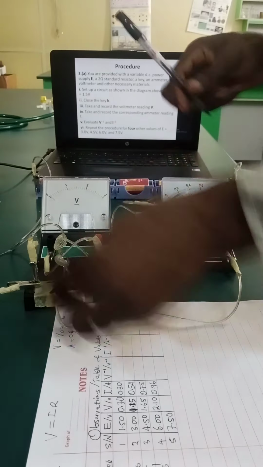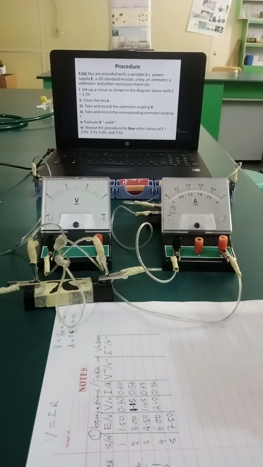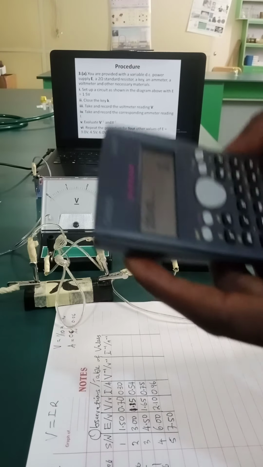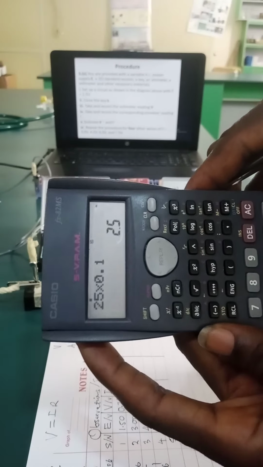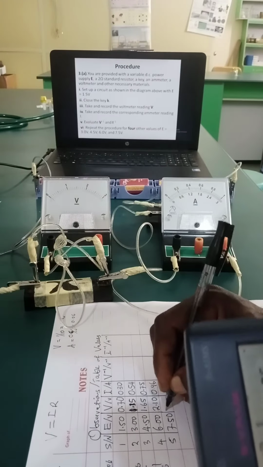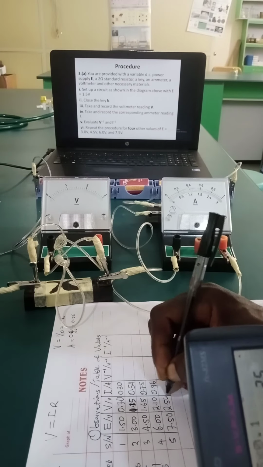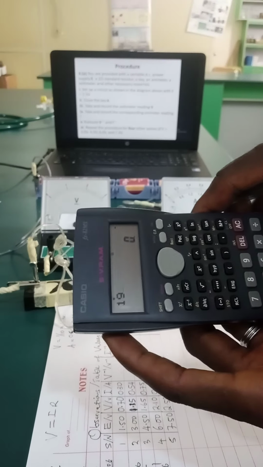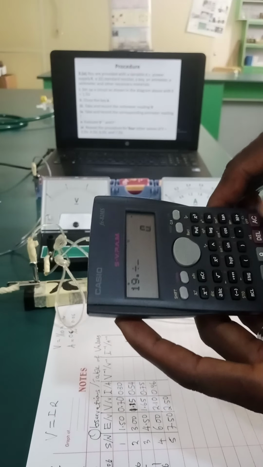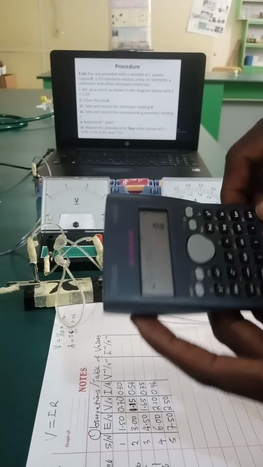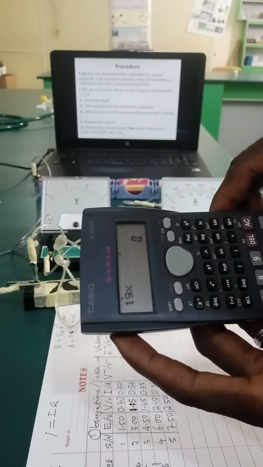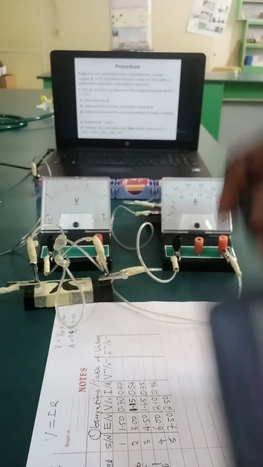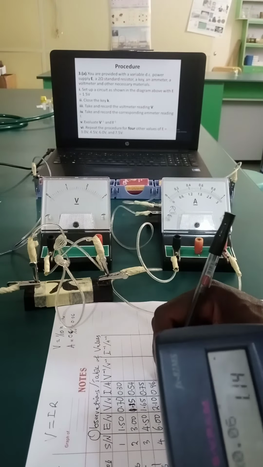So if we do it, what are we going to have? Quickly, let's do it. We have 25 times 0.1. If you do that, you have 2.50. Then for the ammeter reading, we have 19 times 0.06. If you do that, you have 1.14.